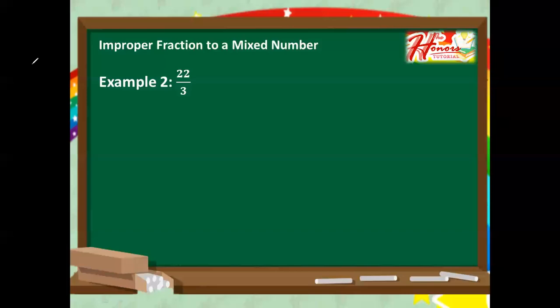22 over 3. Same process. Let's have the solution. Let's divide 22 and 3. What is 22 divided by 3? That is 7. So write 7 here. 7 times 3, that's 21. Let's subtract. 2 minus 1 is 1. 2 minus 2 is 0. Cancel. It is your option if you want to write 0 here or just cancel this out.